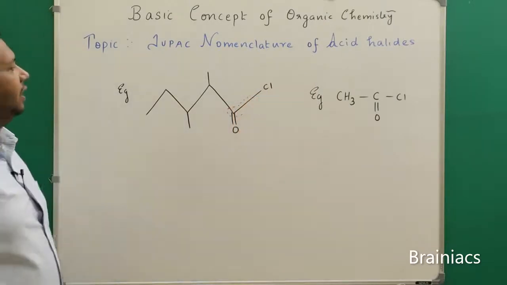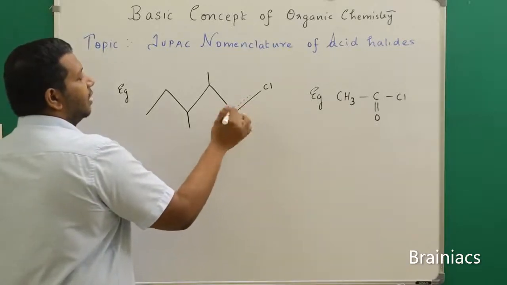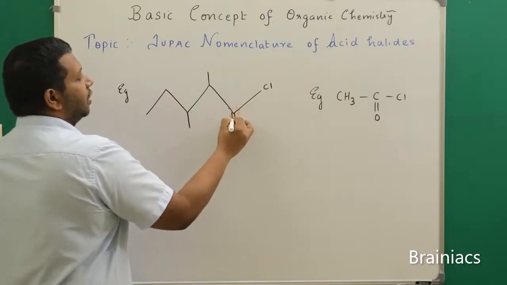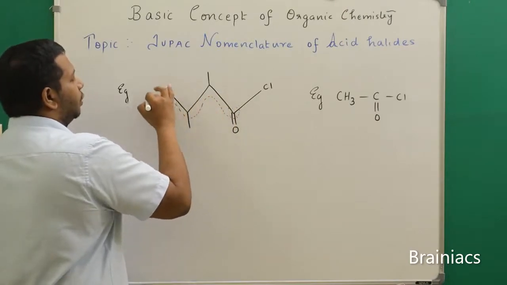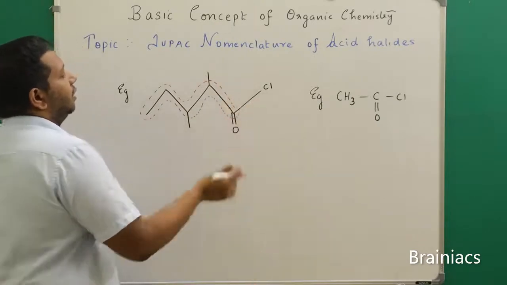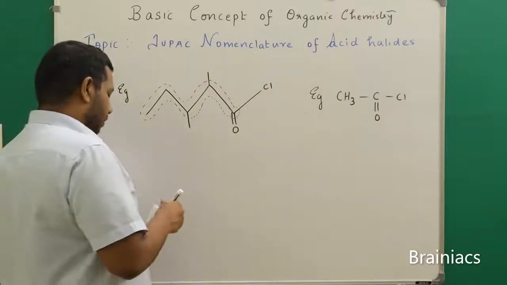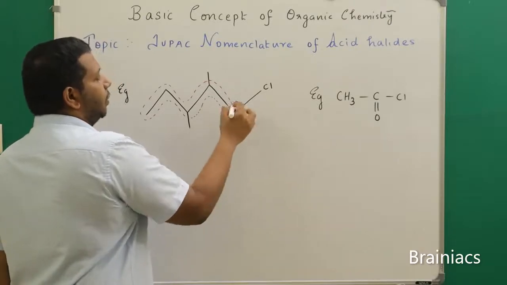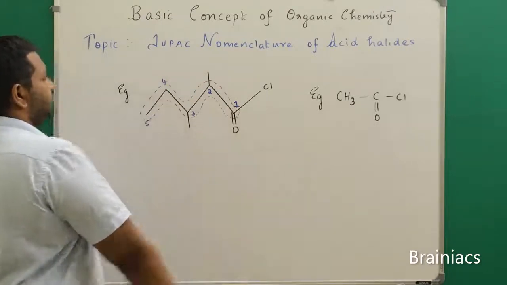Now I need to choose my parent carbon chain. I should include this carbon because this is a functional group that contains carbon. So how can I choose the parent carbon chain? The longest path I should choose. This is the longest. There is no double bond or anything. So this is my parent carbon chain, correct? Next thing, I should do the numbering. I know that the minimum number should come to the carbon of the functional group. So this is 1, this should be 2, this should be 3, this should be 4 and this should be 5.